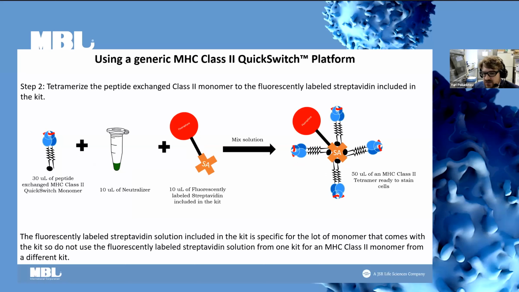The fluorescently labeled streptavidin solution included in the kit is specific for the lot of the monomer that comes with the kit. So please do not try to use the fluorescently labeled streptavidin solution from one kit for an MHC Class 2 monomer from a different kit. While you will most likely get some MHC tetramers, your tetramer solution could contain a lot of free MHC Class 2 monomers and streptavidin molecules, which will diminish your staining.